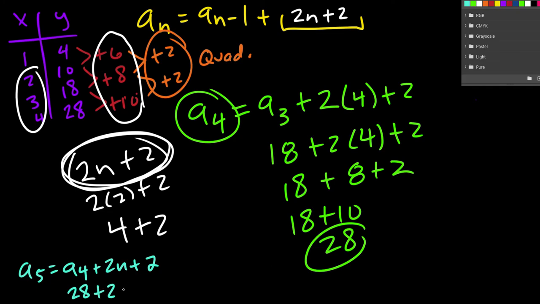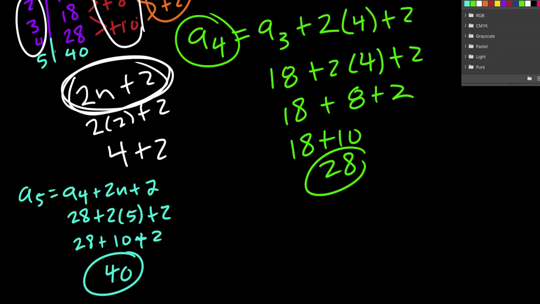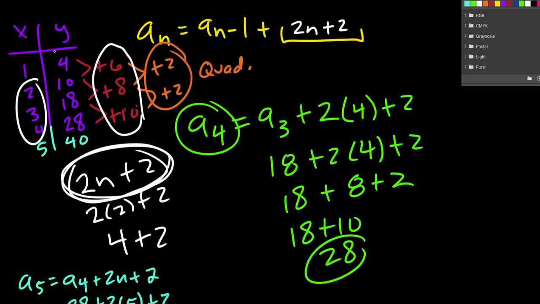And we know that n is 5. Okay, we multiply that and we get 10. If we add all these, we get 30, 40. So the fifth term, so we can add to our table another data point. And we get, on our fifth step, we should have 40.